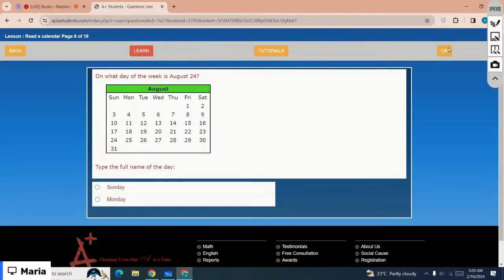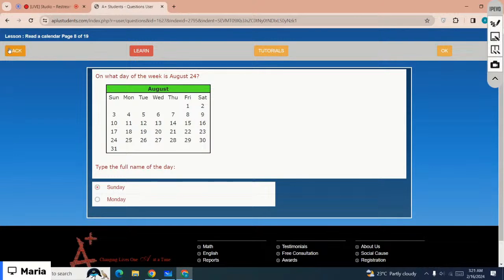On what day of the week is August 24? You have to see what day it is on August 24. The correct option is the 24th, that is Sunday. The correct option is Sunday. There is Sunday on August 24.